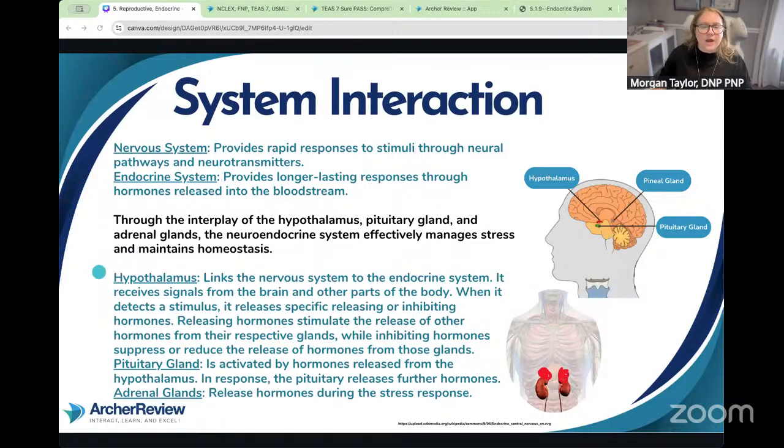So, for example, the hypothalamus links the nervous system to the endocrine system. It receives a signal from the brain, the nervous system, detects it, and it releases either stimulating hormones that go to the respective glands, or inhibiting hormones that stop those glands from releasing hormones. That's why we think of it as the master control. It gets input from the nervous system, and then it helps control which endocrine systems go on.